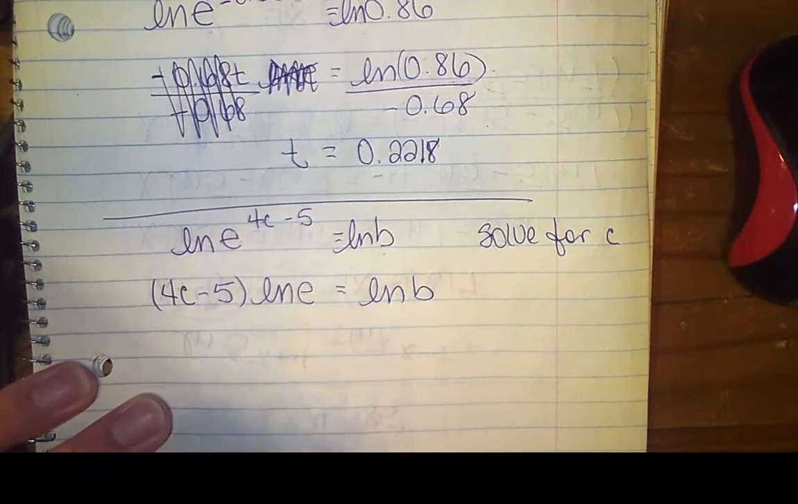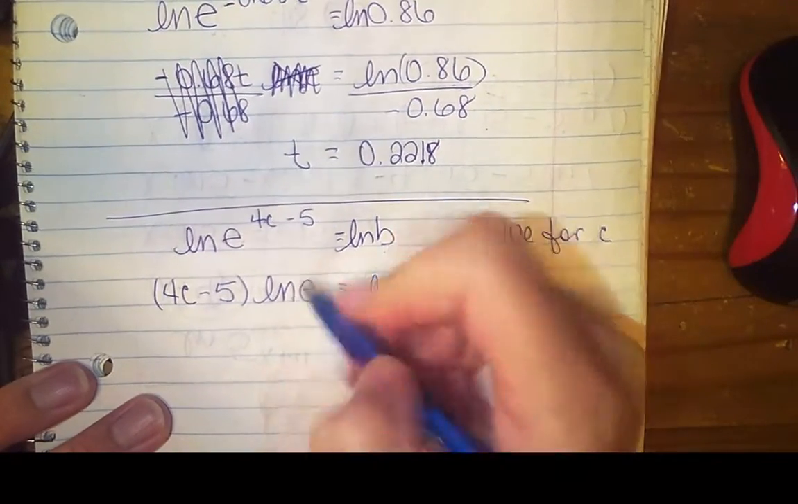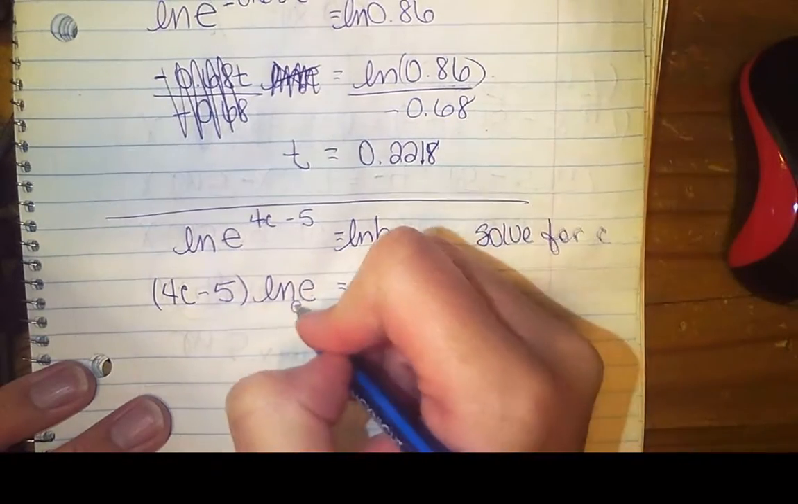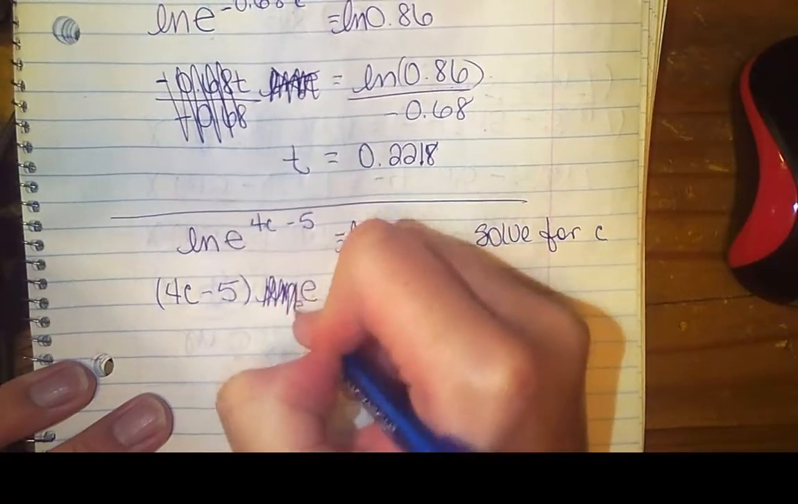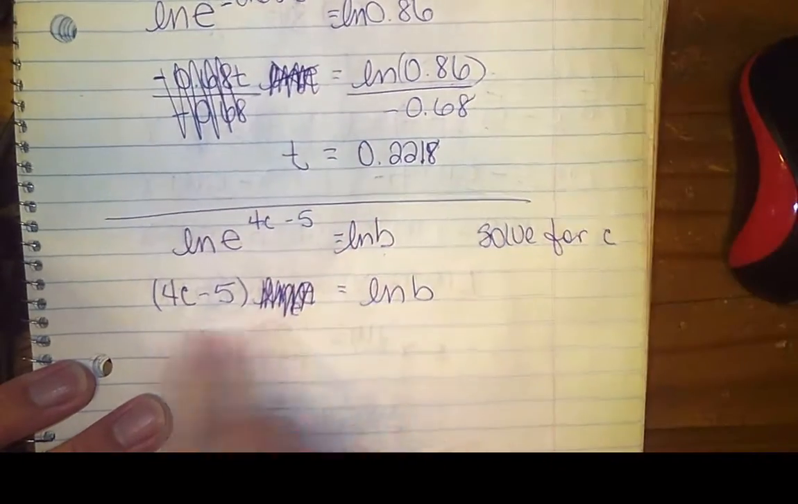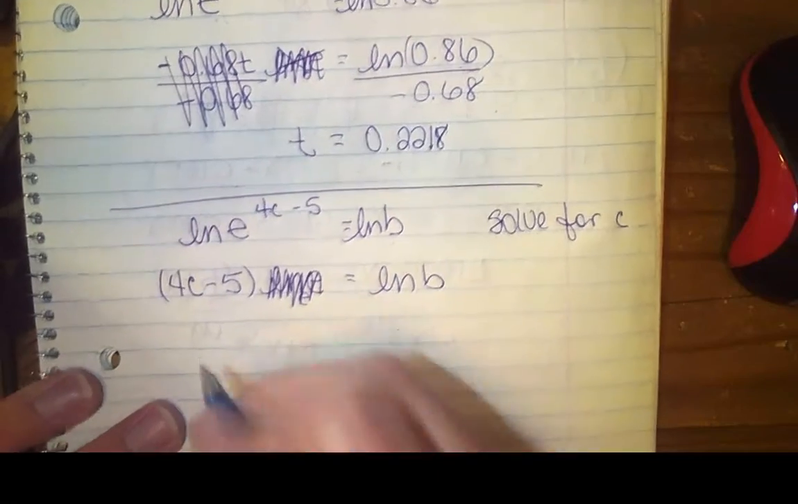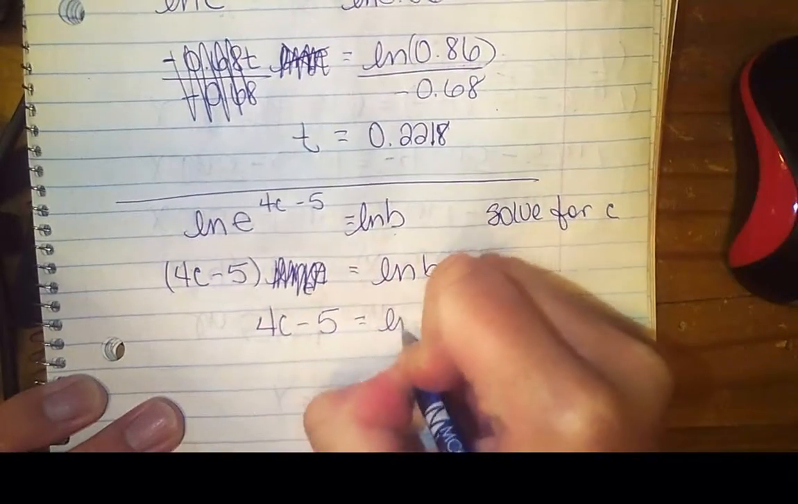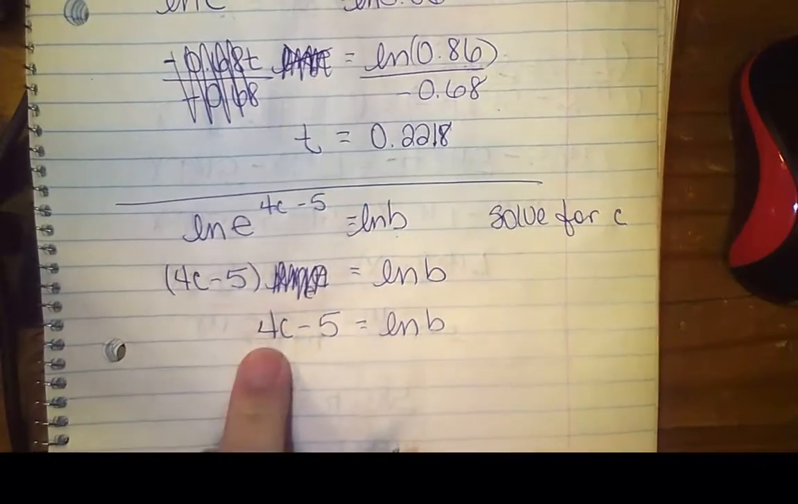Well, now we're excited again because what is the natural log of E the same thing as? Your base, which you're too lazy to write, and your argument match, so that equals 1. And 1 times 4c minus 5 is 4c minus 5. So I'm just going to rewrite it so it's a little bit friendlier. And I've got the natural log of B, and now I'm just going to get C by itself.